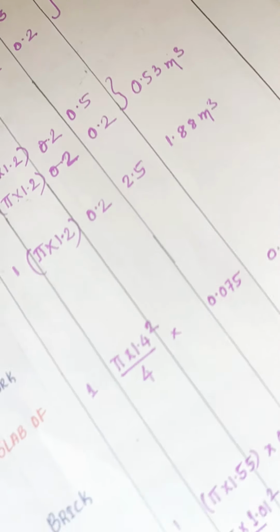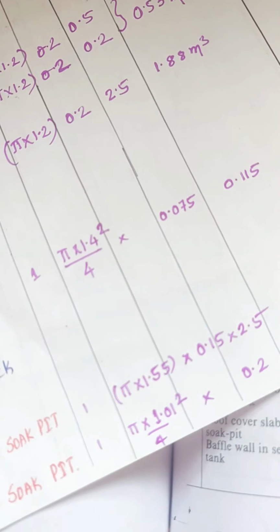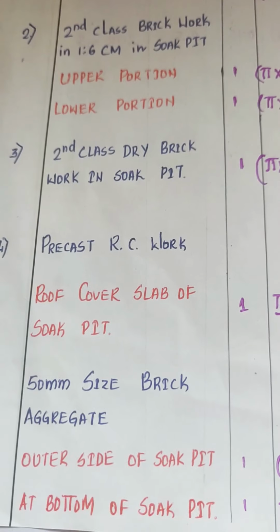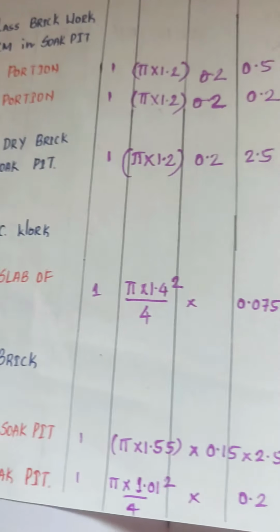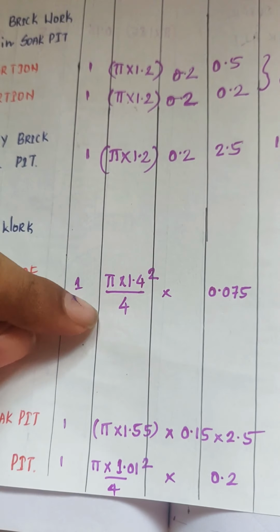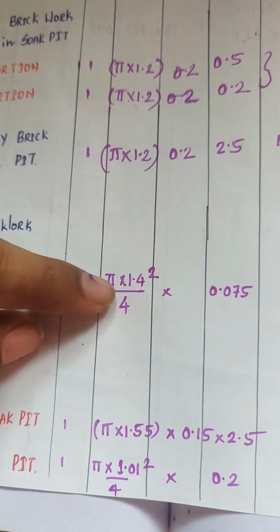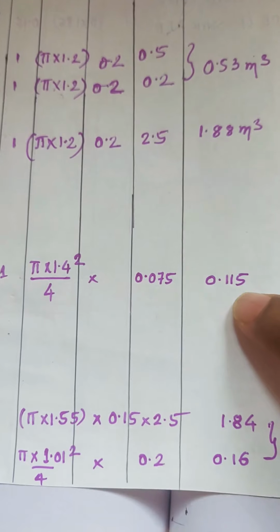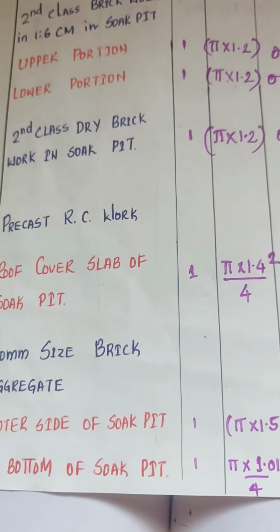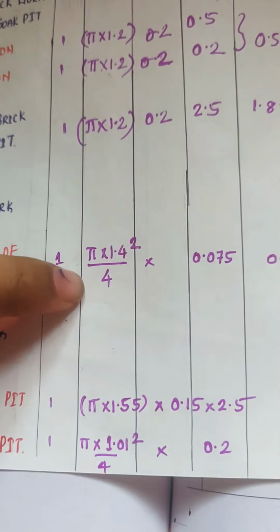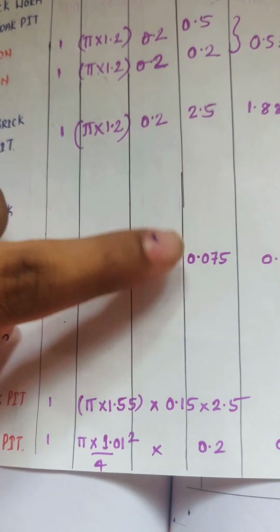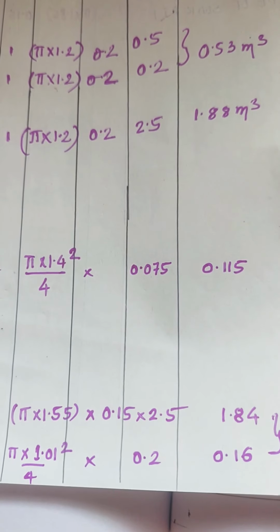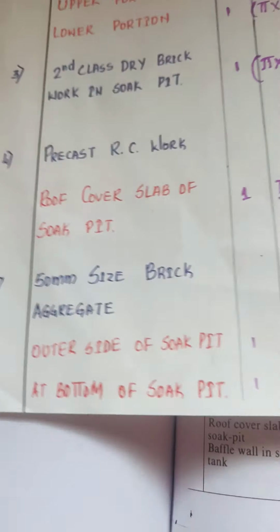Now this RCC slab I have calculated it. So roof cover slab of soak pit is 1 into what will be the area of that? So it is circular in shape, so pi d square by 4 will be the area, and if you multiply that with the thickness you will get the volume of concrete. So roof cover slab of soak pit is pi by 4 into d square into the thickness of the slab, which is given as 7.5 centimeters. So quantity is 0.115. Right, moving on to next.